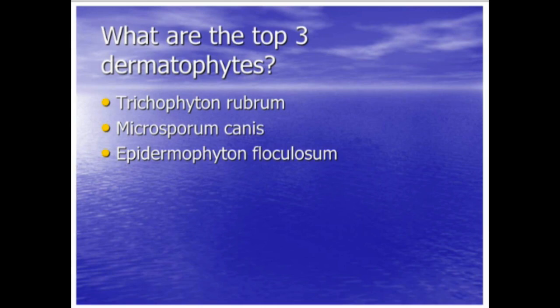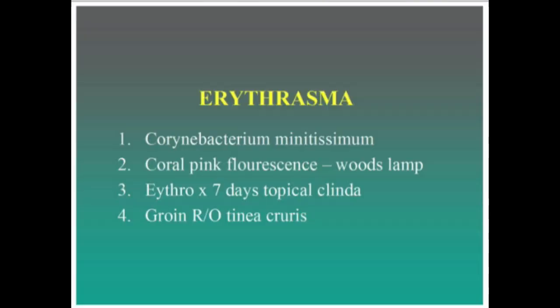What are the most common top 3 dermatophytes that cause tinea? Trichophyton rubrum, canis, and this one that I cannot even pronounce. Floccosum, yes. The differential diagnosis of tinea cruris is erythrasma. Erythrasma is caused by Corynebacterium minutissimum. On physical examination it looks just like tinea cruris, but you'll need a Wood lamp to see the coral pink fluorescence.